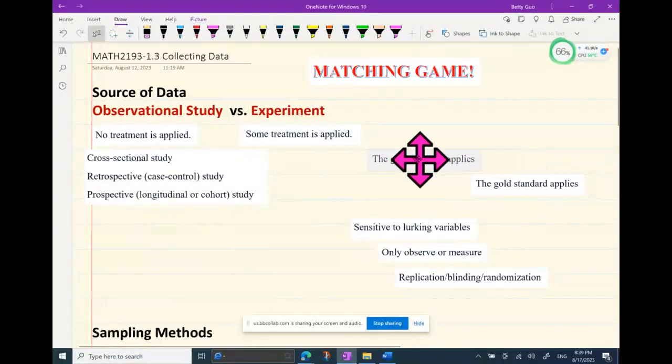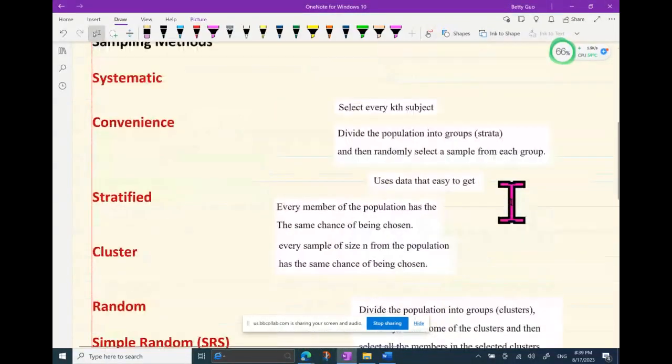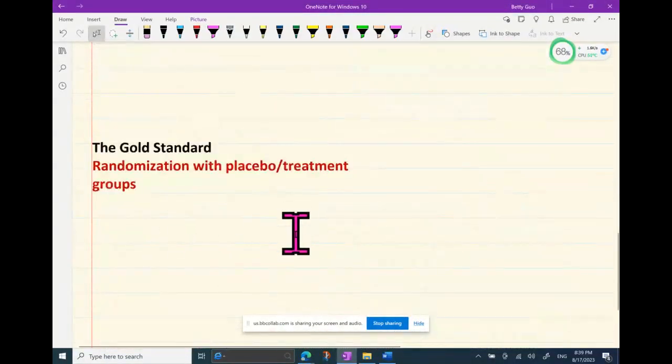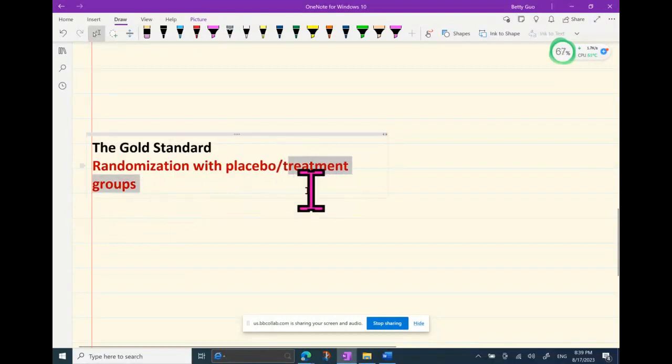And let's see this one. Which one has the gold standard applied? What is the gold standard? Let me show you. This is the gold standard: randomization with placebo treatment groups. You see the keyword treatment, right? And you know that's going to be experiment.